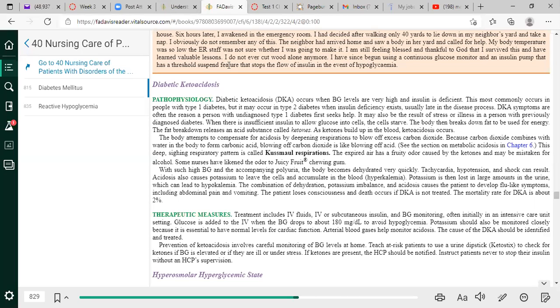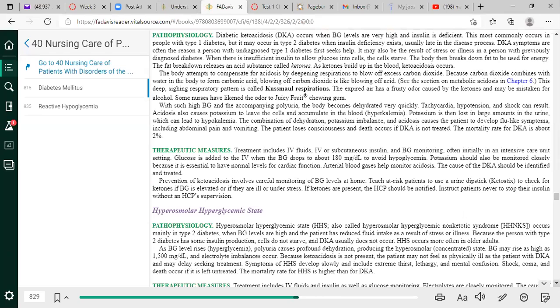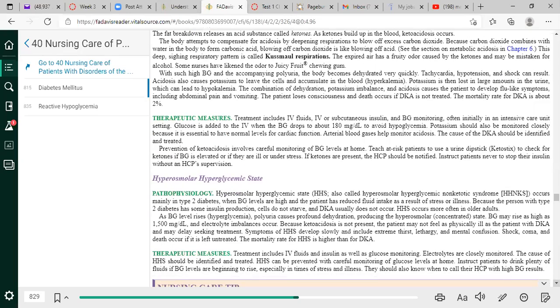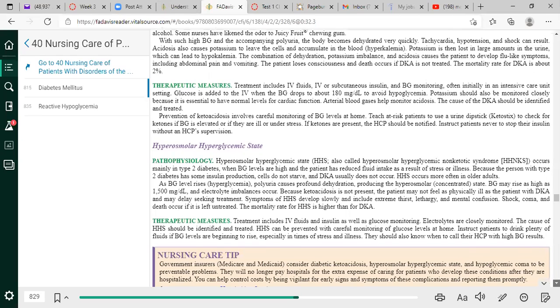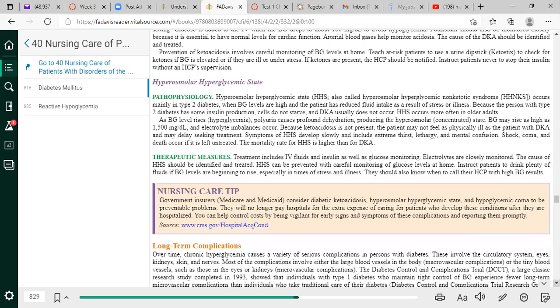But diabetic ketoacidosis can be deadly. It can send a patient to the hospital. And of course, it can result in Kussmaul respirations. And with diabetic ketoacidosis, treatment will be to give the patient insulin, IV insulin, or sub-Q, that type of thing. And ketones can be seen in the urine.